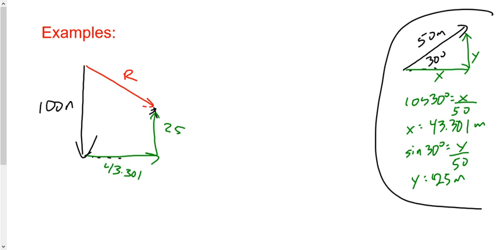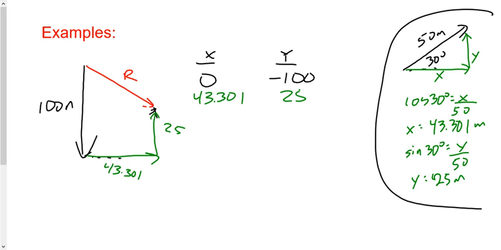Now I can just say my x component, my y component. What's the x component of the first one? 0. The y component, negative 100. What's the x component of the second one? 43.301. Does that make sense? Forget the 50, it's dead. It's 43 and 25. What's the y component of the second one? I'm going to say 25.